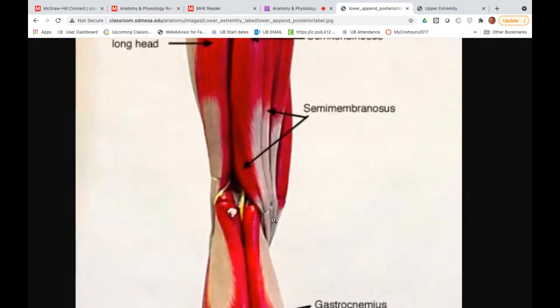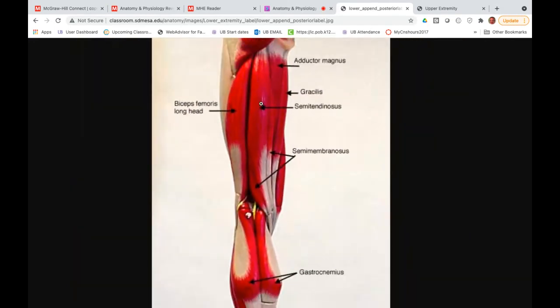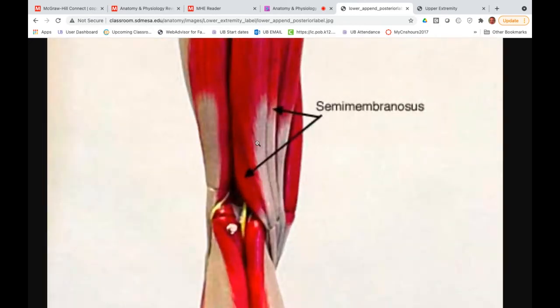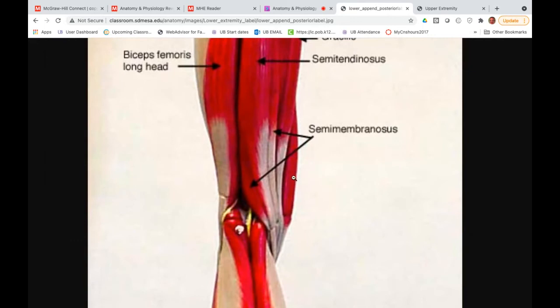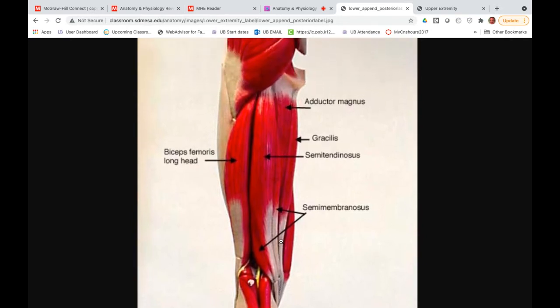Remember that pes anserine, I said means goosefoot. And then we have the semitendinosus, that one also, which is superficial, right here, the semitendinosus, the gracilis, and the sartorius, right there, that's the sartorius. 1, 2, 3 muscles make up the pes anserine. They all have the same insertion. The sartorius, the gracilis, and the semitendinosus all have the same common insertion site.